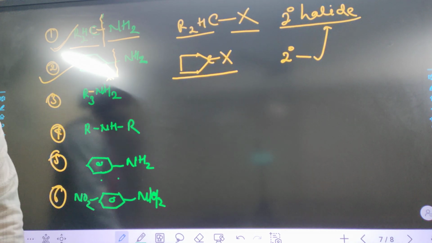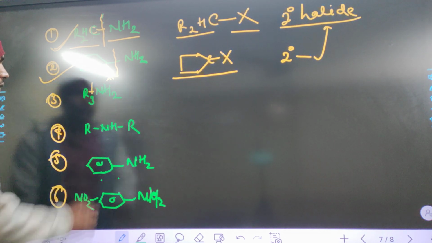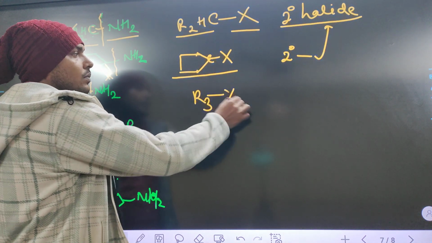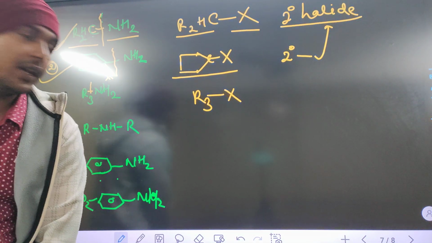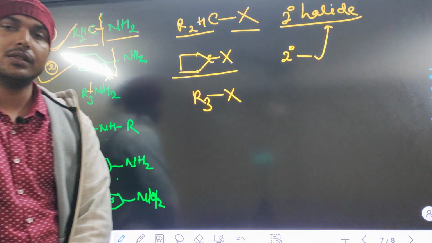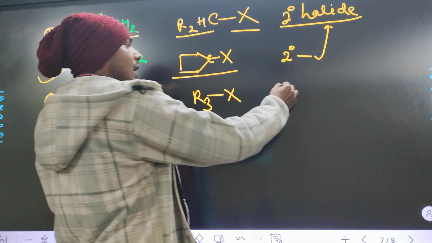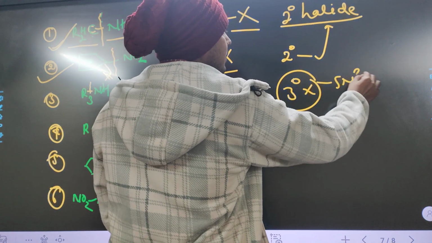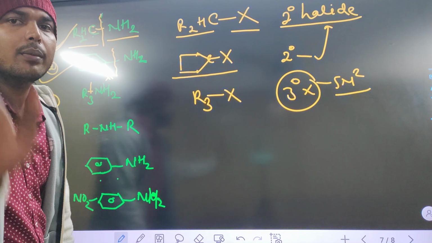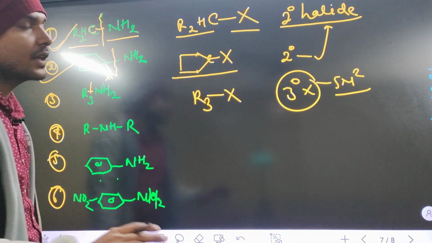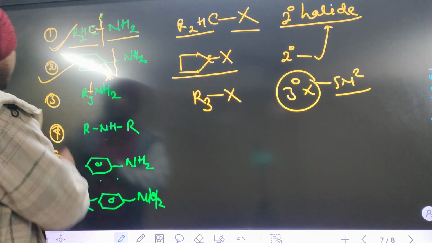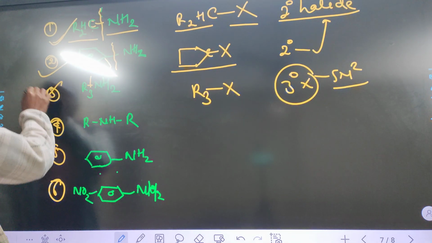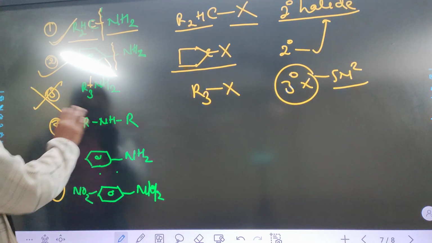Now I am coming here. Now I am breaking the bond. So what will form here? It will form R3X. Find the degree of halide. This is a 3 degree halide. A 3 degree halide is not good for the SN2 reaction. So this type of amine cannot be prepared by this method, but can be prepared by other alternative methods. So this is not possible.